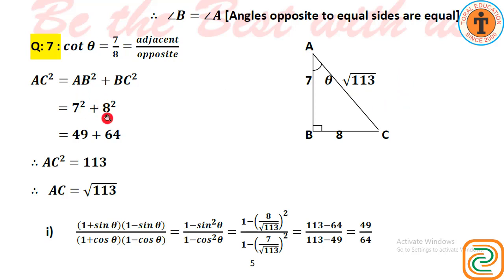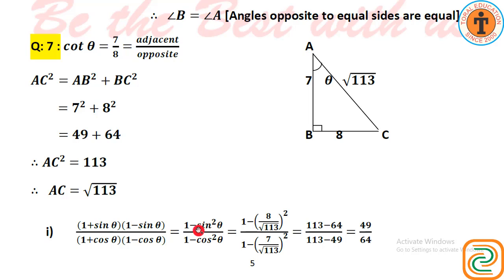7 square plus 8 square, that is 49 plus 64. We got 113. AC square equals 113. Then AC equals root 113. Now we get (1 plus sin theta)(1 minus sin theta) upon (1 plus cos theta)(1 minus cos theta). If it is (A plus B)(A minus B), then it is A square minus B square.